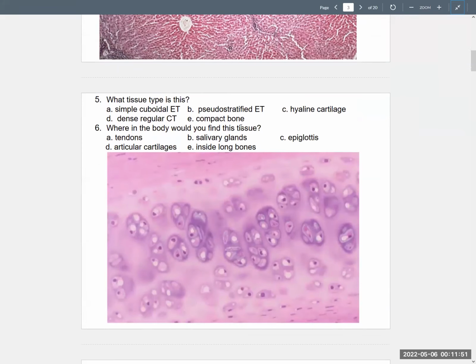The fifth and sixth questions. This is strictly a tissue type. ET stands for epithelial tissue. CT stands for connective tissue. Of the five, which one are we looking at here? You haven't, I don't believe, seen this before. Dense regular. No.